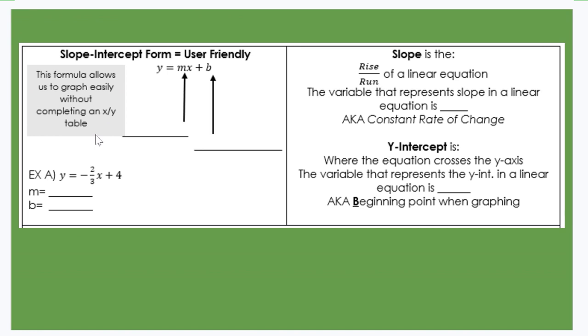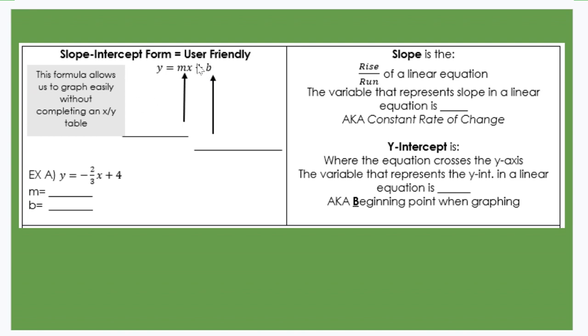And if the equation is already in slope-intercept form, we can see everything that we need to go ahead and graph the equation, and we know what it will look like. So let's first start by breaking down the slope-intercept form. So the formula for slope-intercept form is y equals mx plus b.